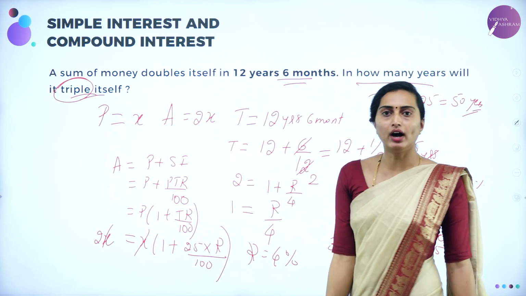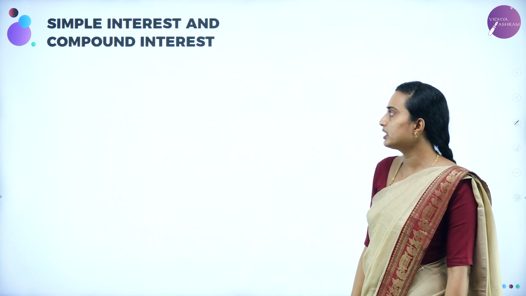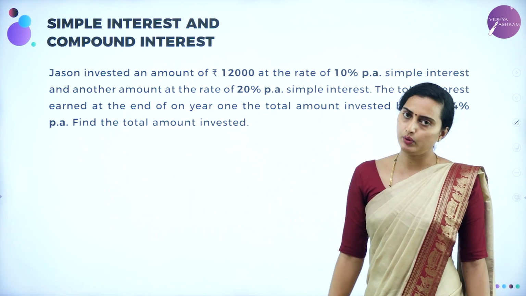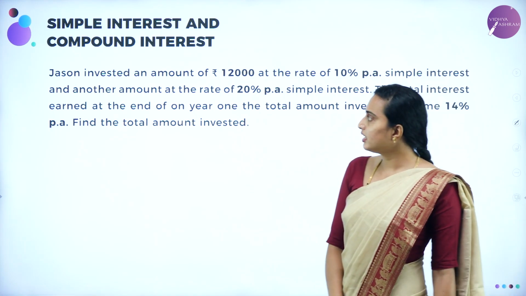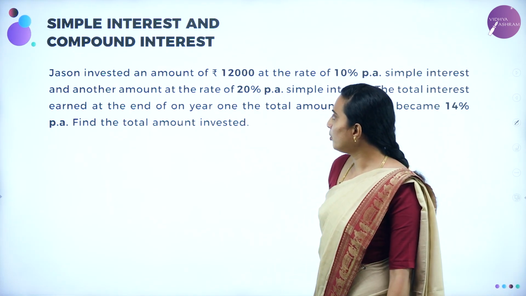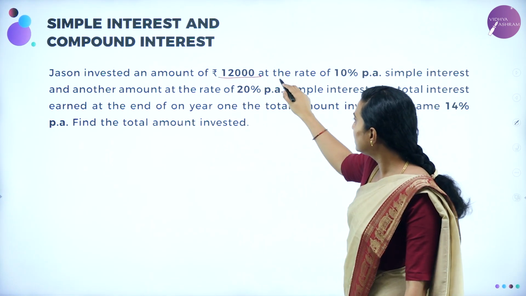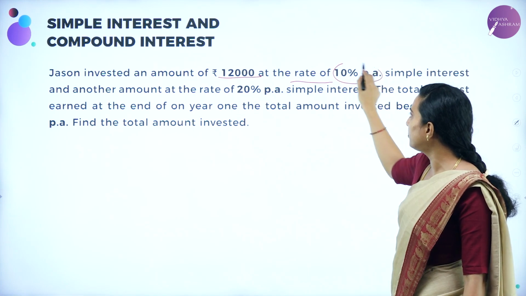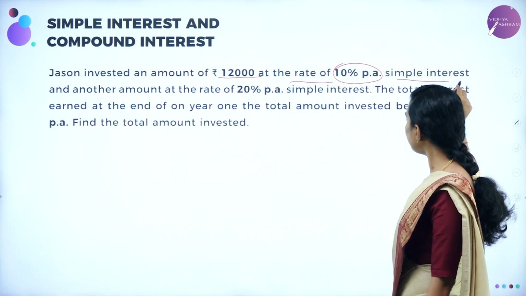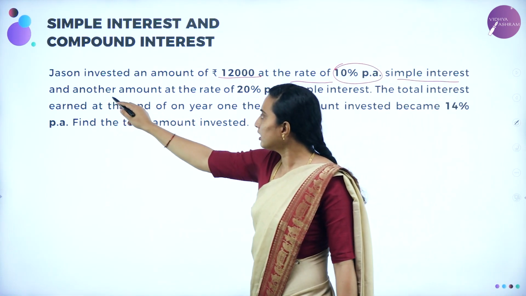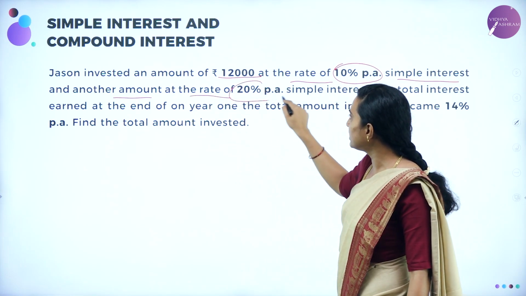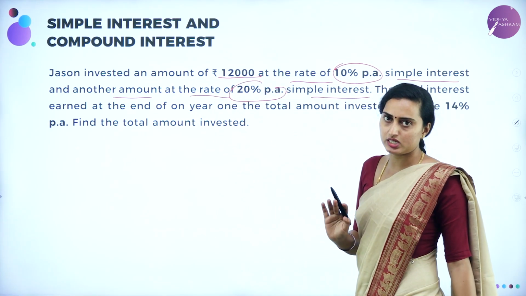And this ends your 3 marker. We'll move on to the 5 marker questions. Now, Jason invested an amount of rupees 12,000 at the rate of 10% per annum simple interest and another amount at the rate of 20% per annum simple interest.